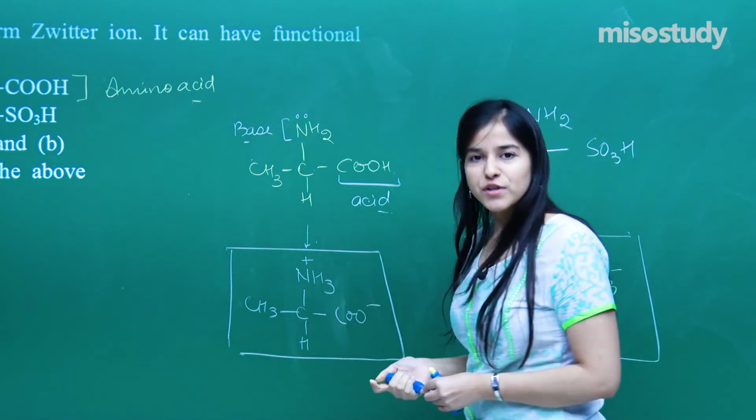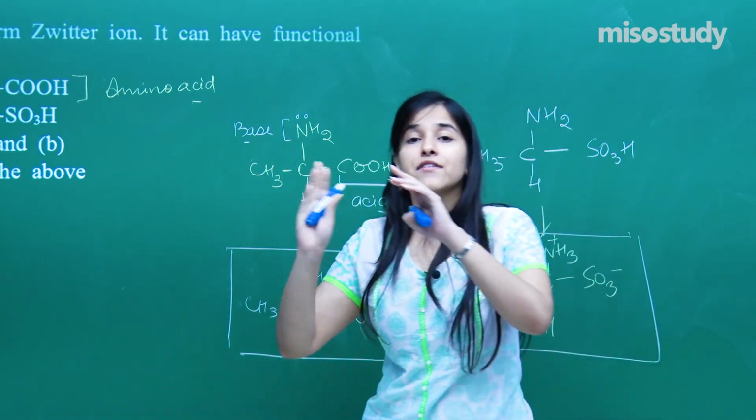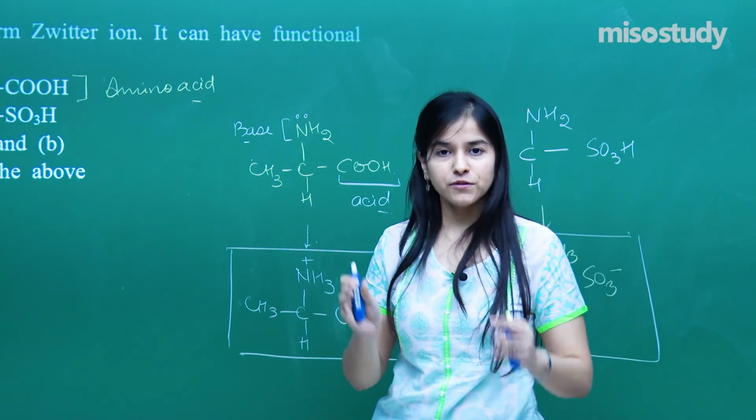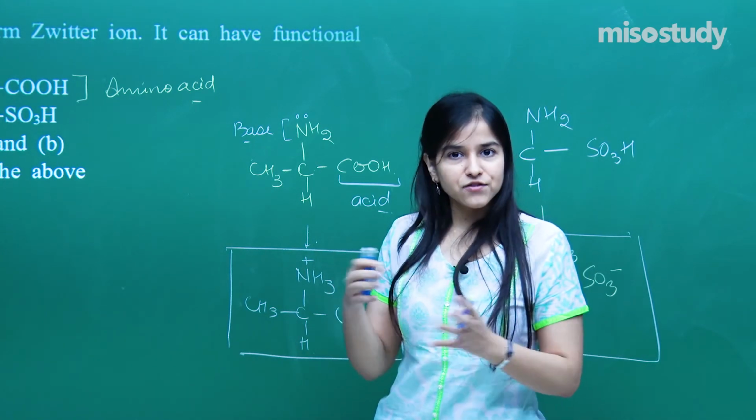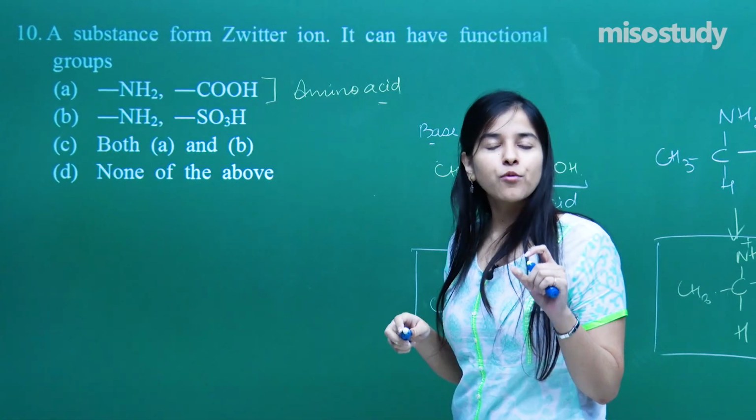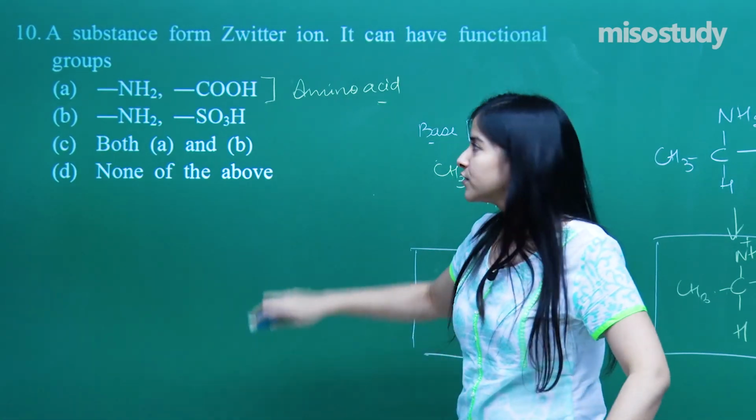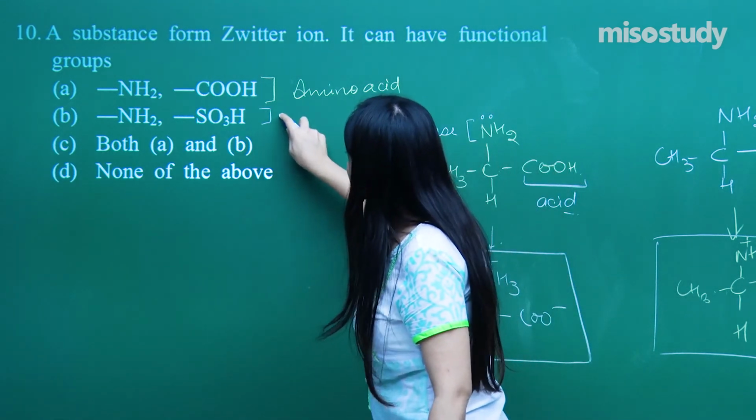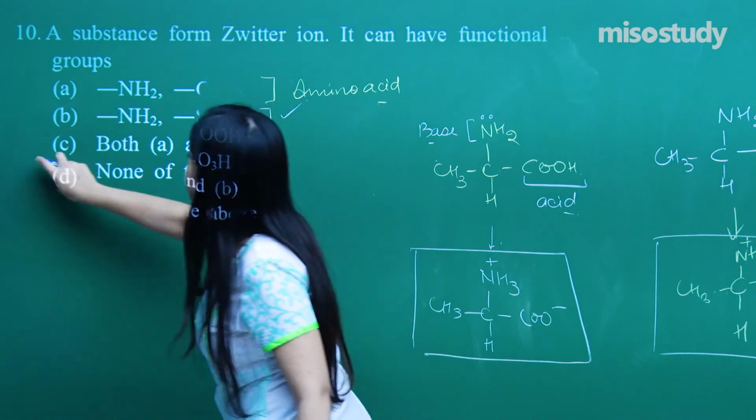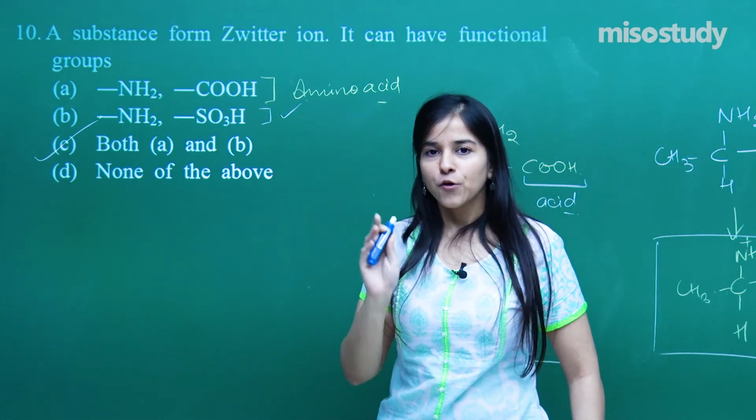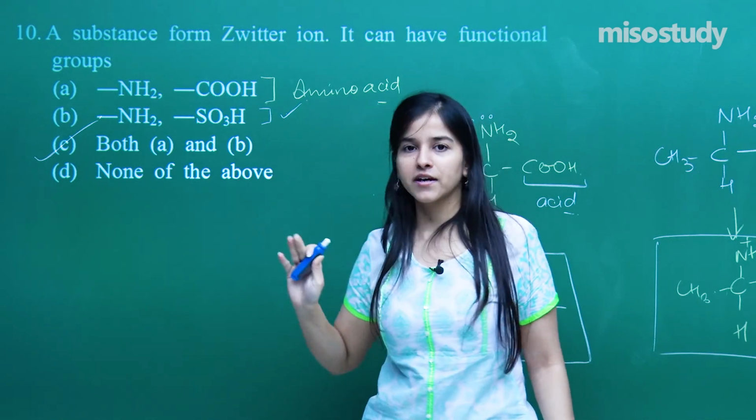So that is how the Zwitter ion is made whenever we have an acid as well as a basic part within a particular molecule. So it can have positive and negative charges developed. That is how we are going to find the isoelectric point as well in the case of amino acids. So I hope everybody has got it. That means both A and B are correct options. I hope you have got the answer over here.